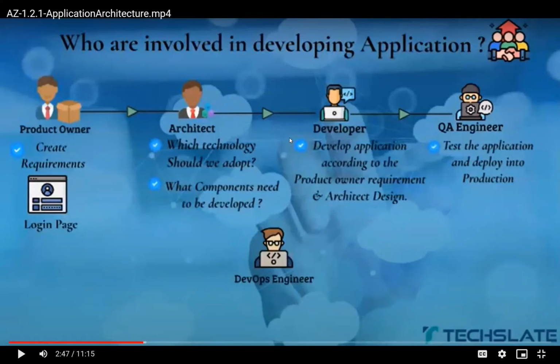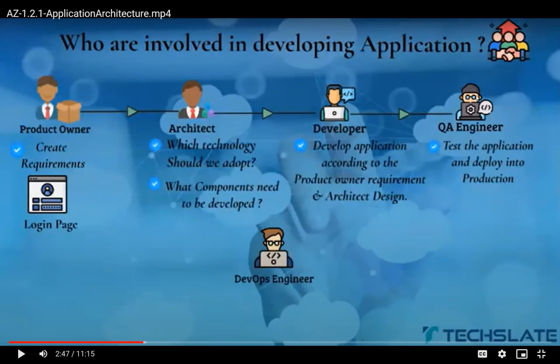Even the QA engineer: once the development is done and the application is ready for testing, the QA team, that means the testing team, will be involved. They will test the application on different environments: development environment, QA environment, stage, and all different environments. The testing team has to test it thoroughly and give a sign off.